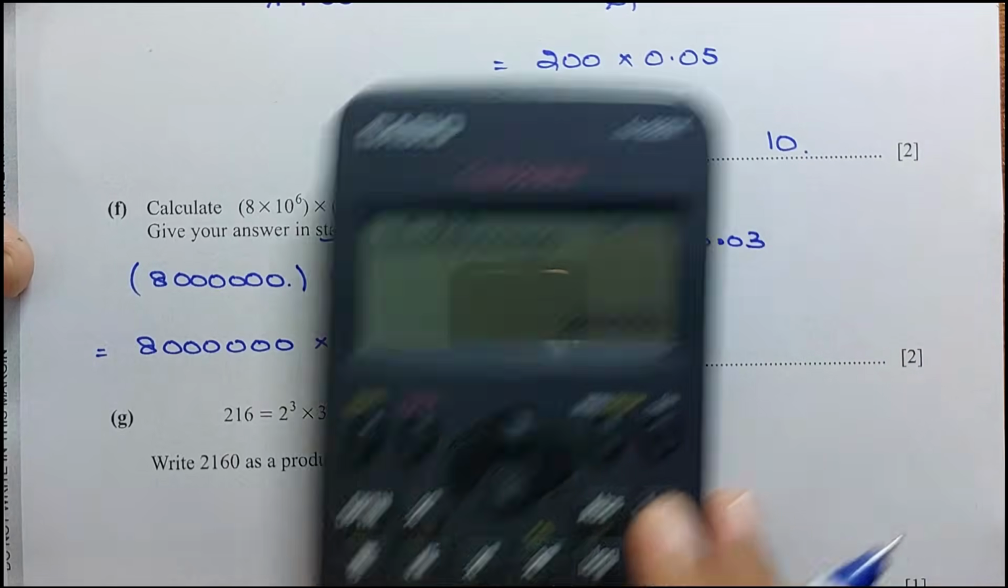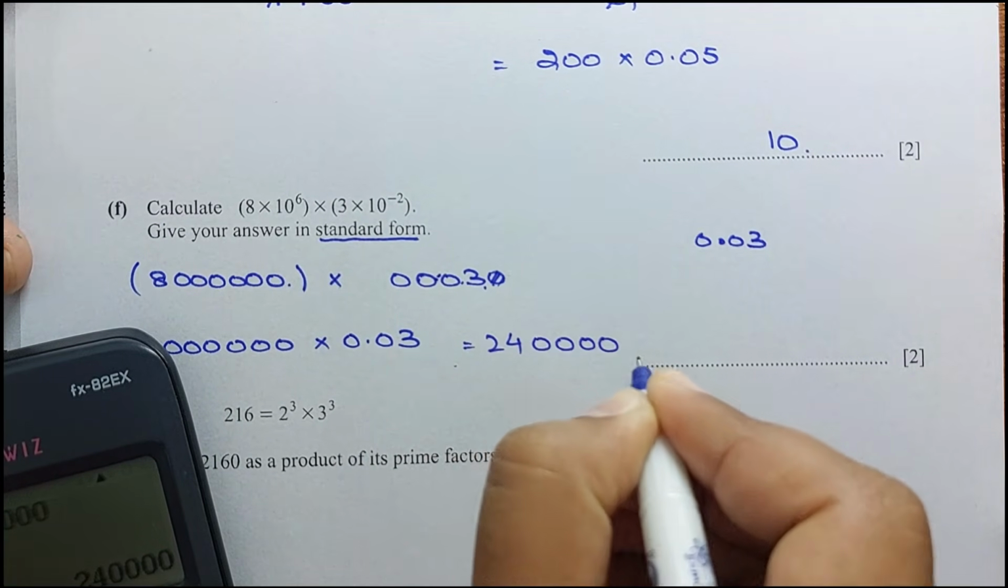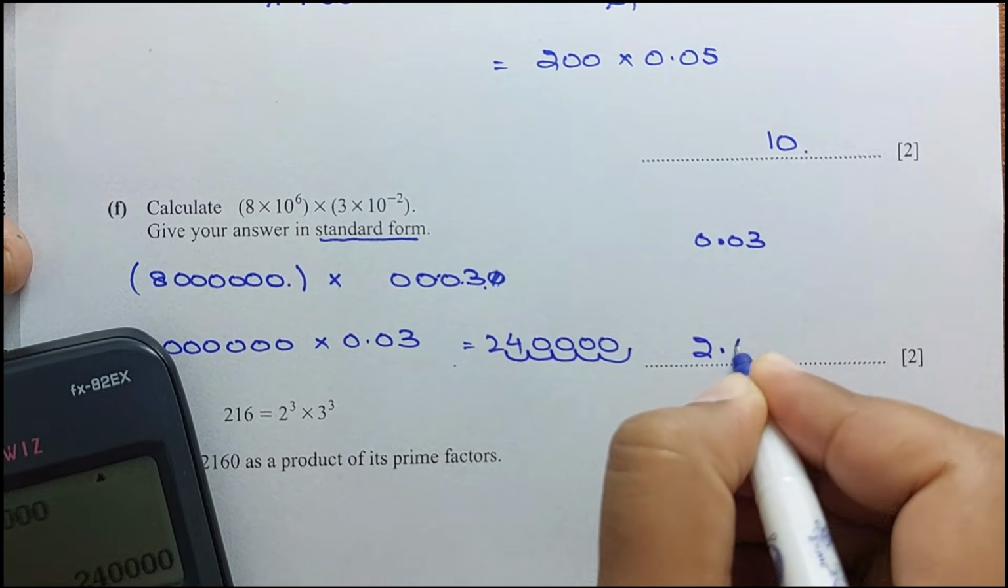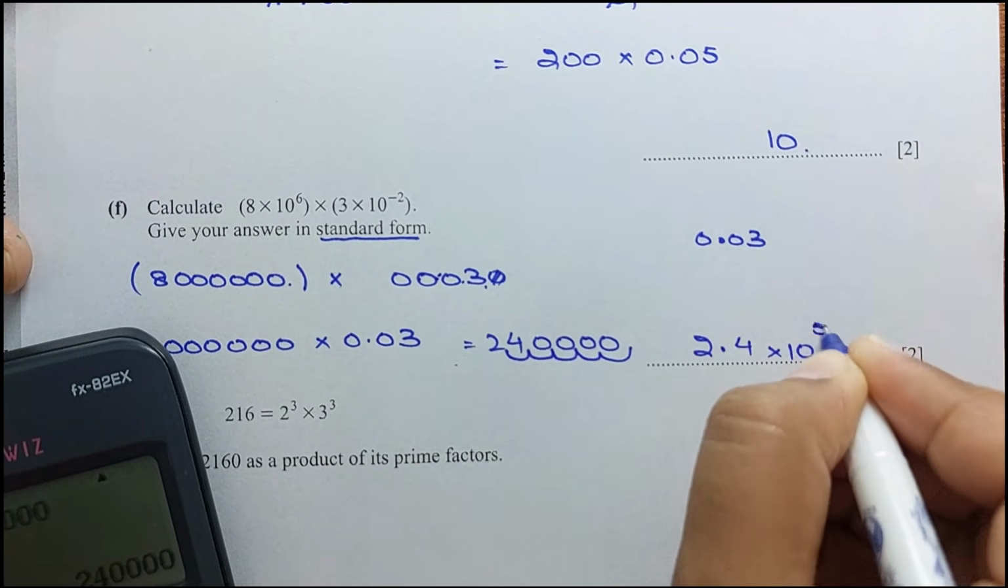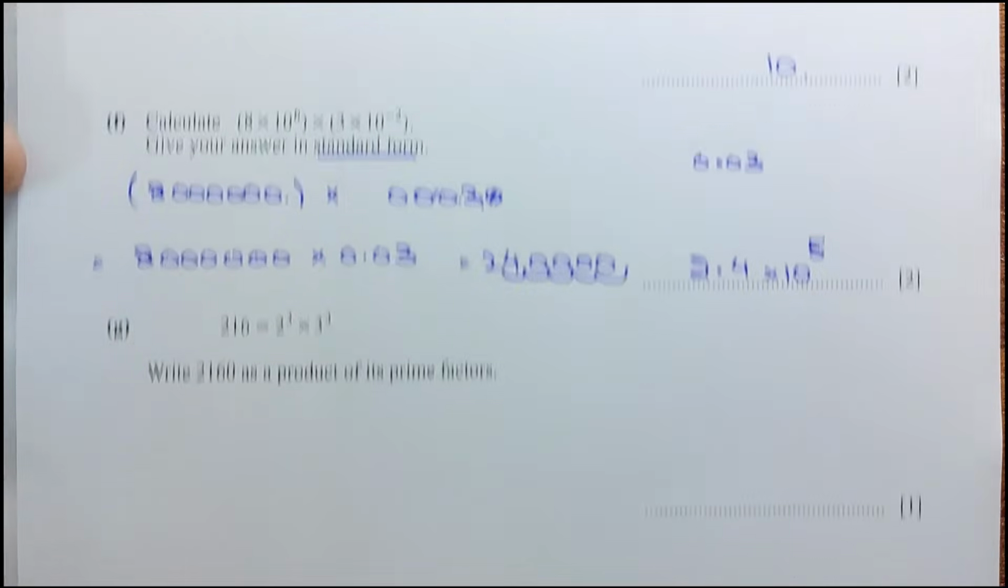Okay, this is 4 zeros. This is 24 with 4 zeros. 1 unit, 2 units, 3 units, 4 units, 5 units. So it is 2.4 times 10 to the power 5. We are moving to the left, so it is positive 5 power. This is in standard form.